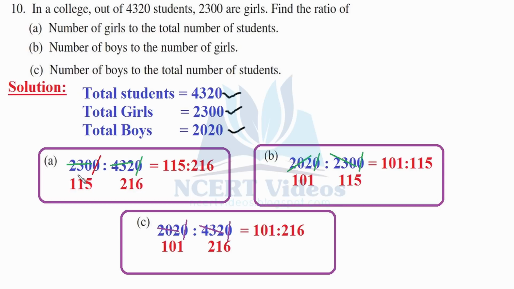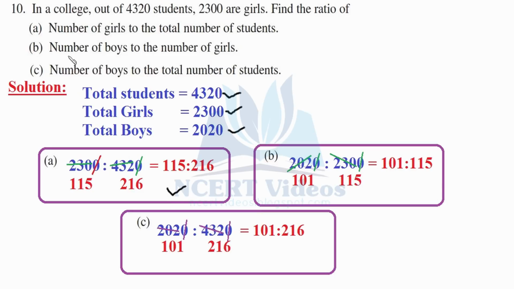0 cancelled out and divided by 2. 2 1s are 2, 2 1s are 2, and 2 5s are 10 because 1 was remainder. 2 2s are 4, 2 1s are 2, 1 is remainder, so 2 6s are 12. So required ratio is 115 to 216.